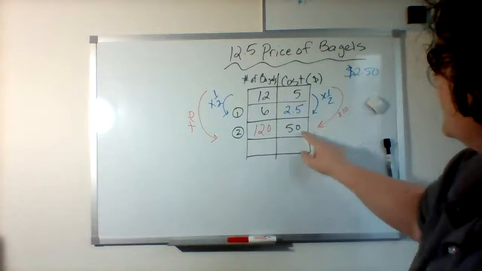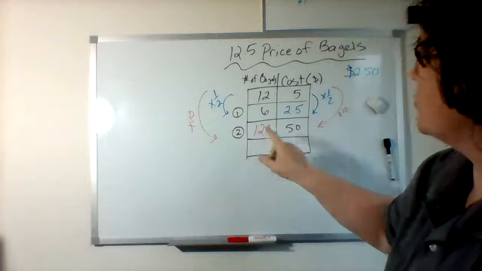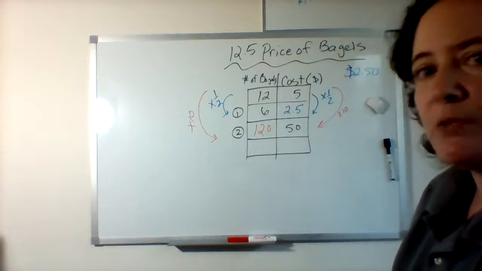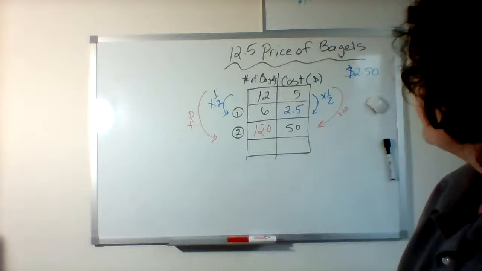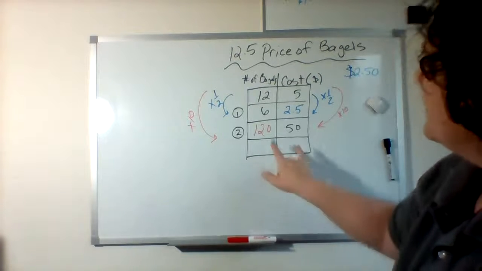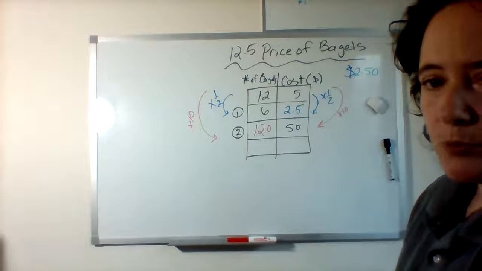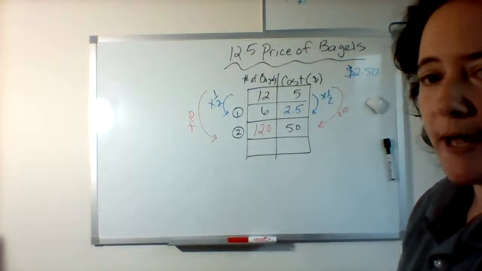So 5 times 10 is 50, 12 times 10 is 120. That means we kept the same exact rate. We haven't changed it. It's an equivalent ratio. This one, you guys get to choose what you want to put there. We still have to fill it in, so no one should have any blanks.